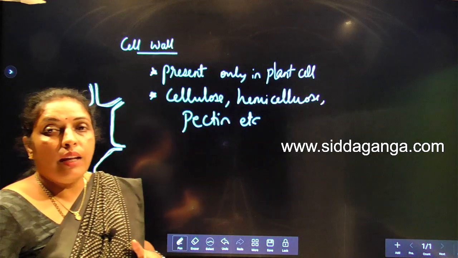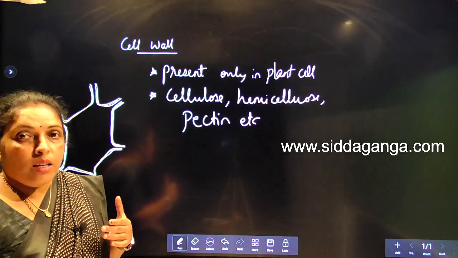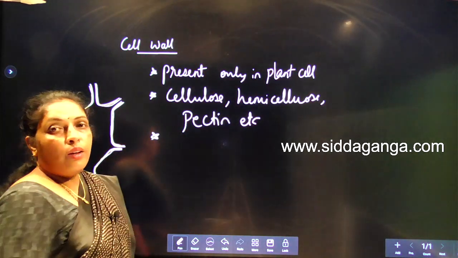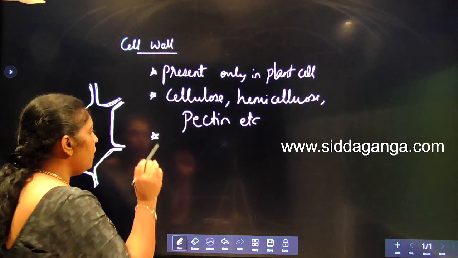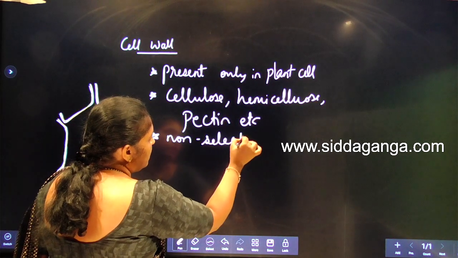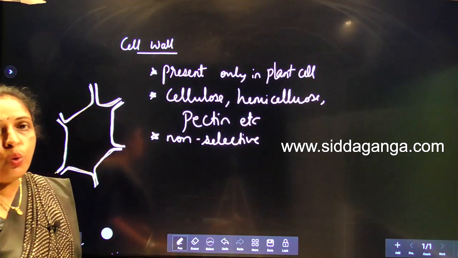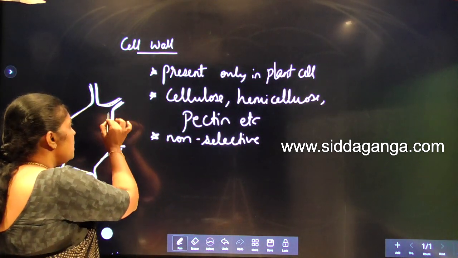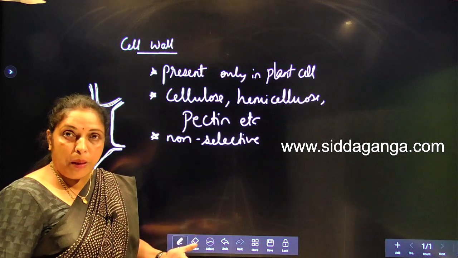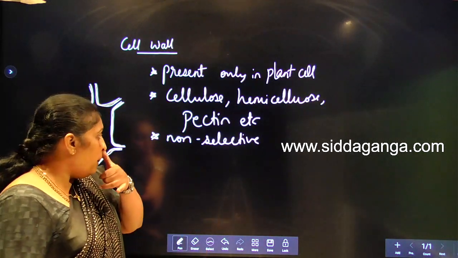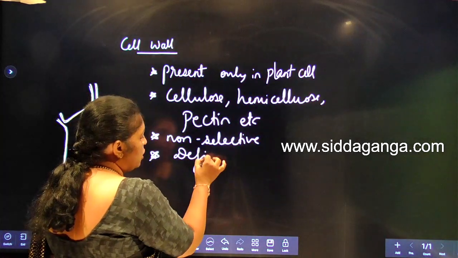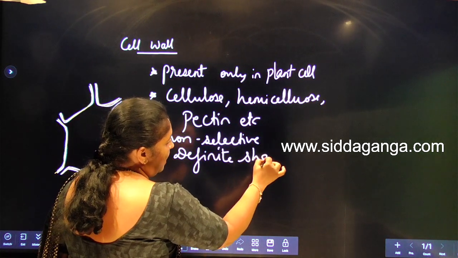Coming to the algae, there we see galactans and mannans as a composition of the cell wall. Understood? The other point we'll write: the cell wall is non-selective. Non-selective means it allows all the substances to move in and out. Whereas the cell membrane, inside the cell wall, or plasma membrane, is selectively permeable, but the wall is non-selective. And another function is it gives a definite shape to a cell.